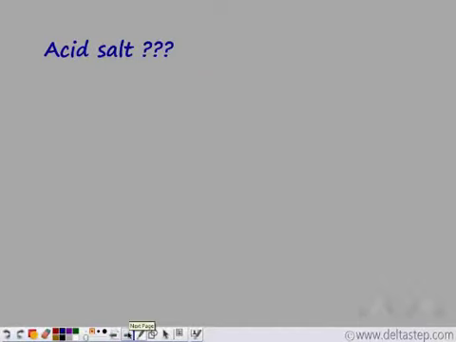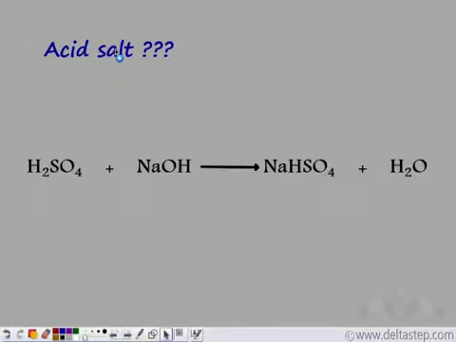What do you think are acid salts? As the name suggests, there has to be the presence of hydrogen atom. So, acid salts are defined as those in which there is partial replacement of the ionizable hydrogen atoms. In this case, there are two ionizable hydrogen atoms, but only one of them is replaced by a sodium atom. So what do we get? In the final salt, we have a hydrogen atom, and therefore this salt, NaHSO4, is an acid salt.